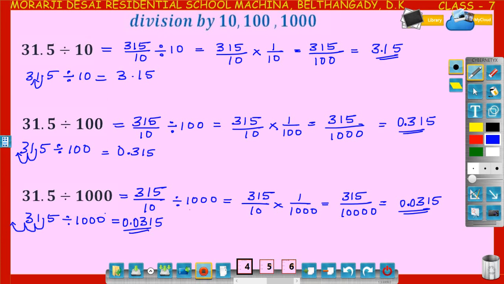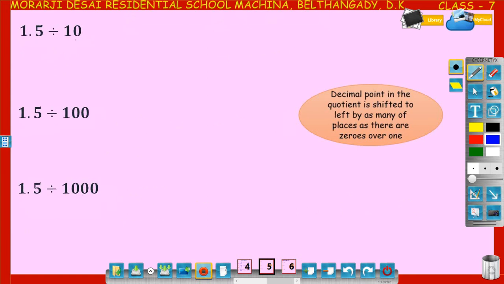So while dividing by 10, 100 or 1000, we have to move the decimal point backward according to the number of zeros over 1. If you are dividing by 10, move the decimal point one step backward. If you are dividing by 100, move the decimal point 2 steps backward. If you are dividing by 1000, move the decimal point 3 steps backward. See here, the decimal point in the quotient, meaning the answer, is shifted to the left. Means the point has to move backward. The point is shifted to the left by as many places as there are zeros over 1.